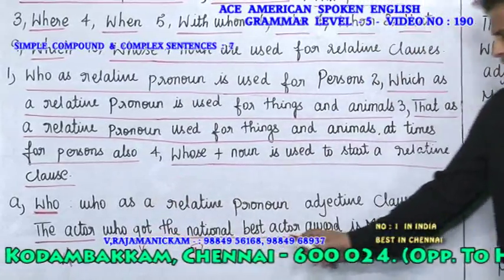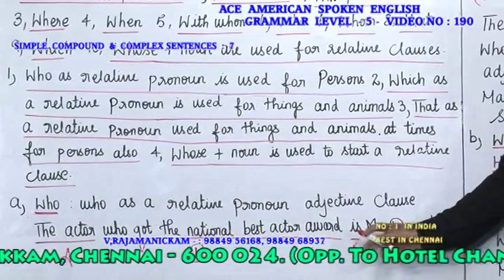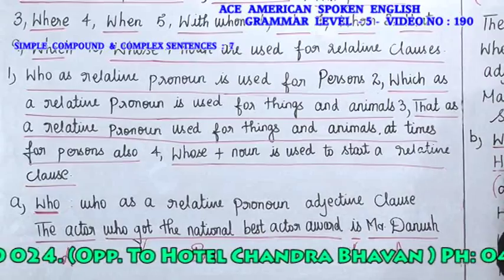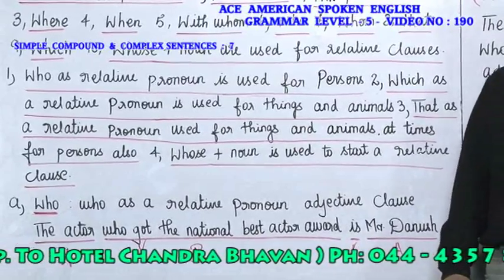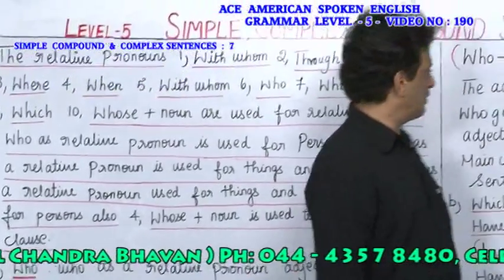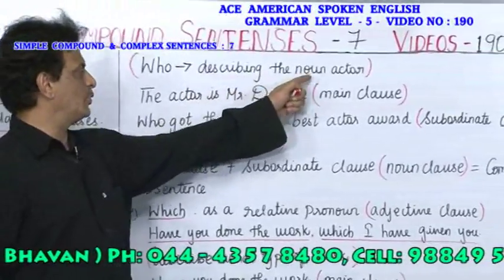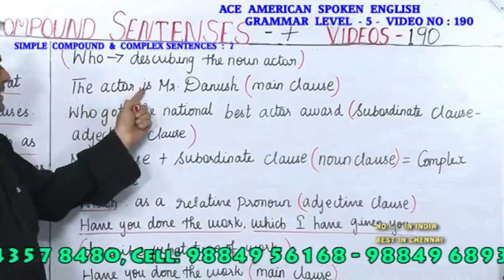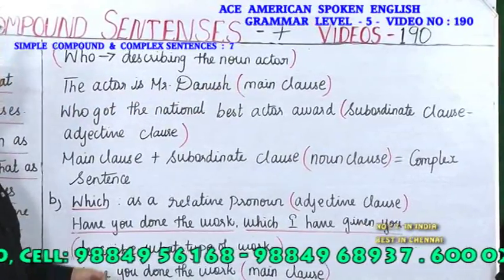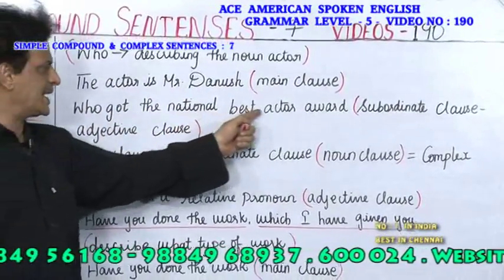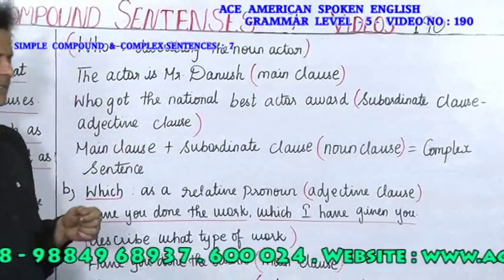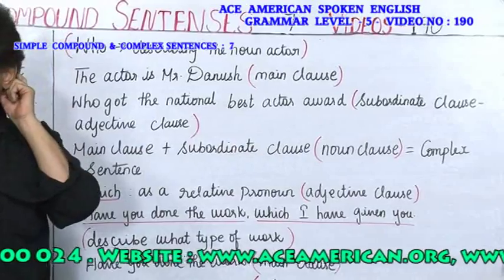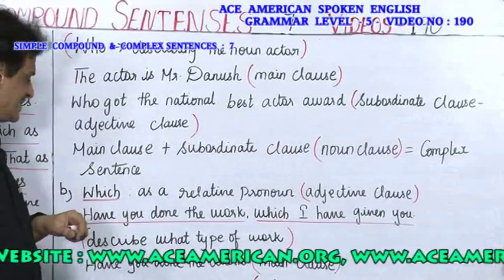So who got the National Best Actor Award is dependent upon the sentence. The actor is Mr. Dhanush. Hope you are able to understand. No doubt about it. Now coming here, who is describing the noun actor? The actor is Mr. Dhanush, the main clause. Who got the National Best Actor Award becomes the subordinate clause. So one main clause and one subordinate clause join together to give you a complex sentence.